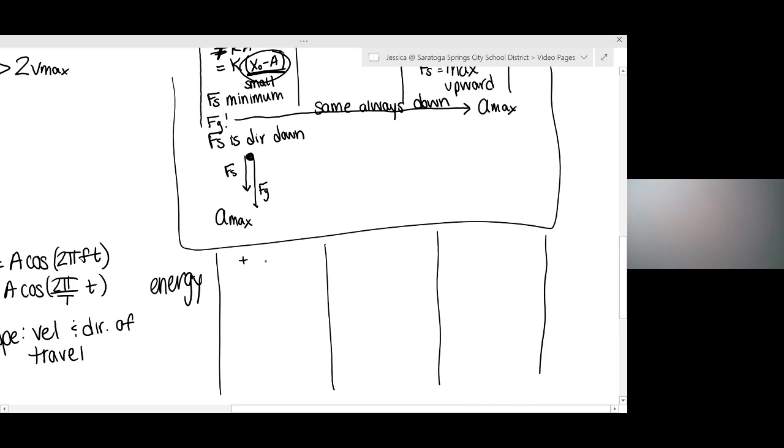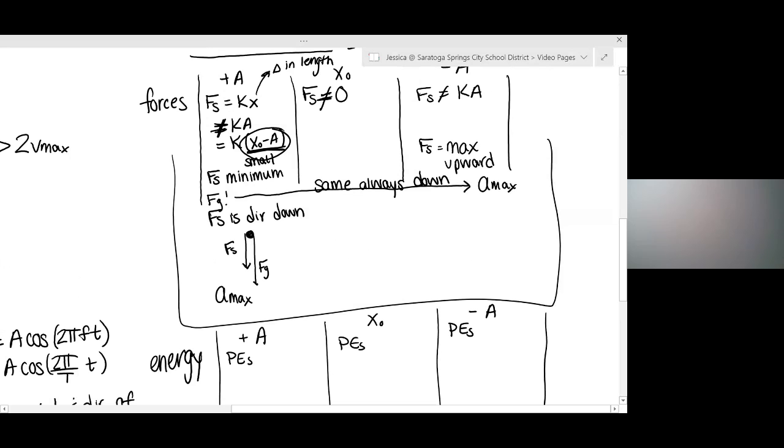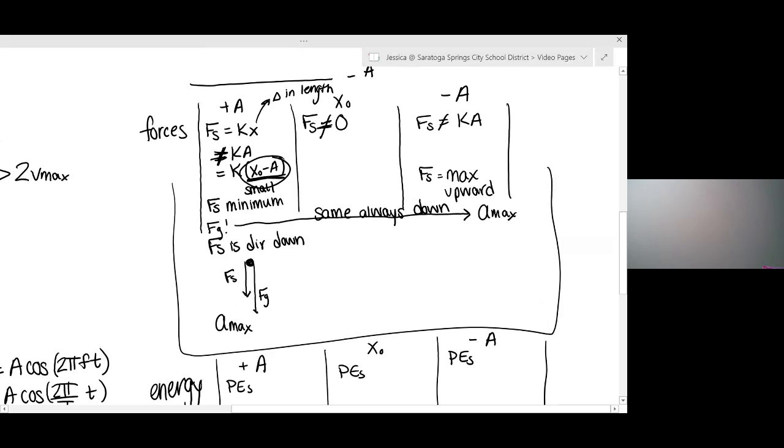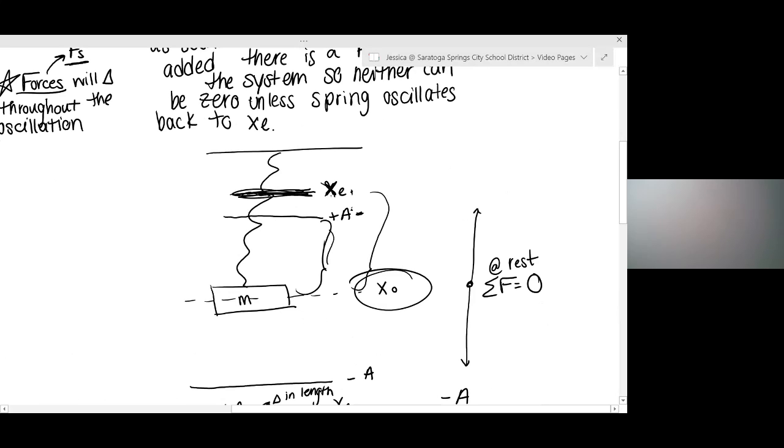All right, so we have positive amplitude, that equilibrium position, negative amplitude. Okay. So again, we are worrying about change in length of its natural position. So at all of these, we are going to have spring potential energy, okay? Because at all locations, we are stretched past the initial length of the spring, whether we are at positive A here, the equilibrium here, or negative A here.